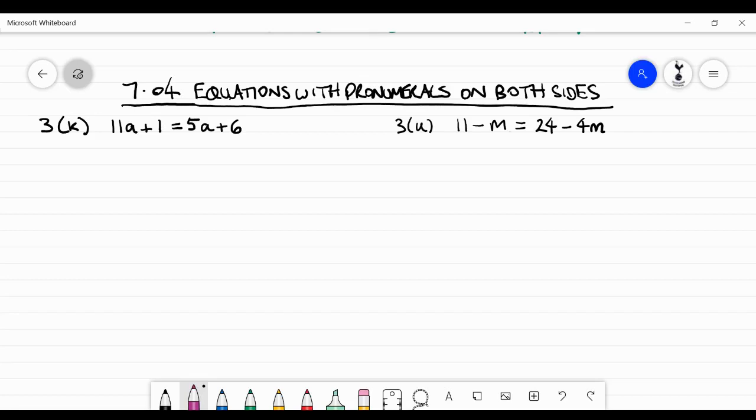Okay, a couple more examples from exercise 704. Firstly, 3k, 11a plus 1 equals 5a plus 6, and we've got to solve this equation for a.